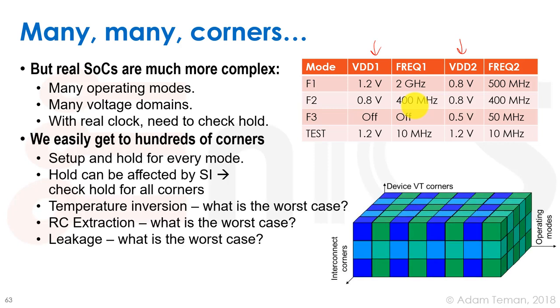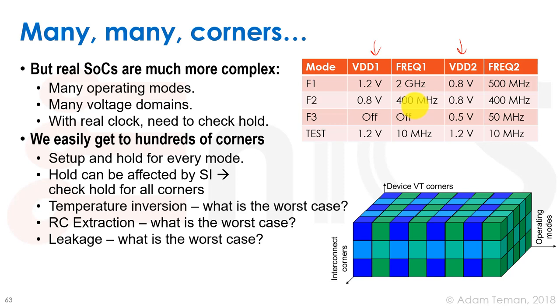We easily can reach hundreds of corners. Okay, we have setup and hold for every mode. We have signal integrity, so we might have noise that may cause hold problems that we didn't expect, so we better run hold on our setup corners as well. We have temperature inversion, which makes it questionable which is the worst case. Is it the high temperature, the low temperature? What if we want to check leakage? What if we want to check dynamic power? For RC extraction, is it worse if our metals are wider and higher, or is it worse when they're smaller and lower? One of them makes the resistance higher, one of them makes the capacitance higher. So which one is worse?